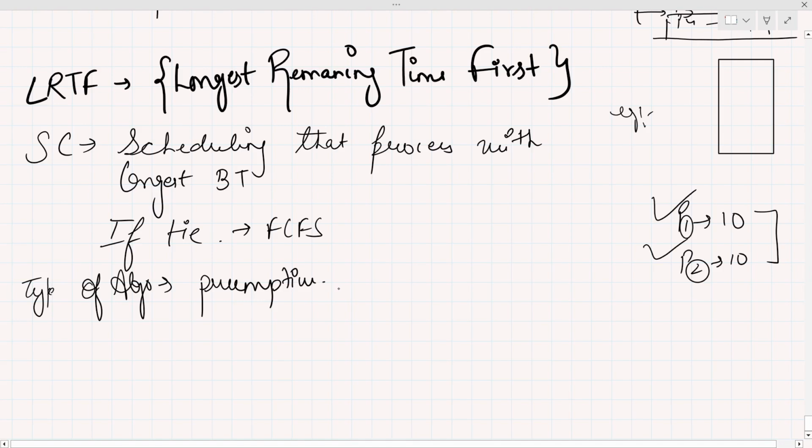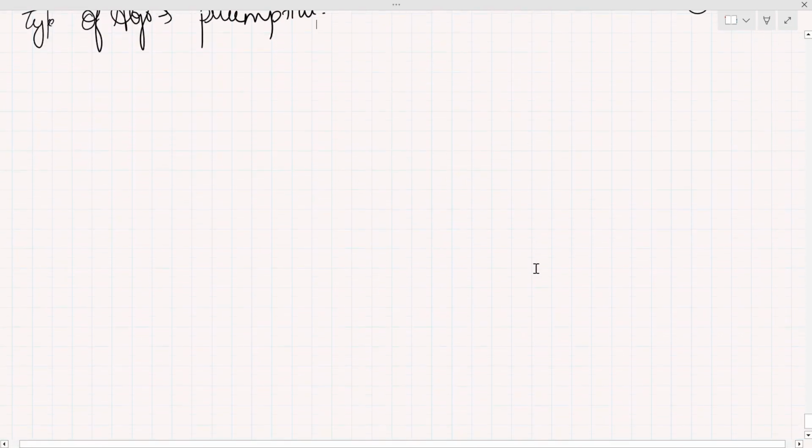What is the meaning of a preemptive type of algorithm? Preemptive means that if a process gets the CPU and a higher priority process comes into the ready queue, the operating system snatches the CPU from the running process and provides the CPU to the higher priority process. So the process has to leave the CPU in the case of a high priority process. Now let's see an example and we understand these things in more detail.